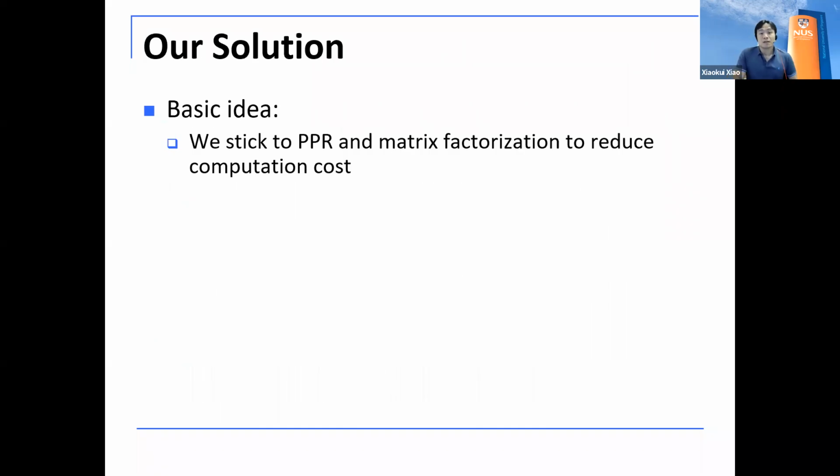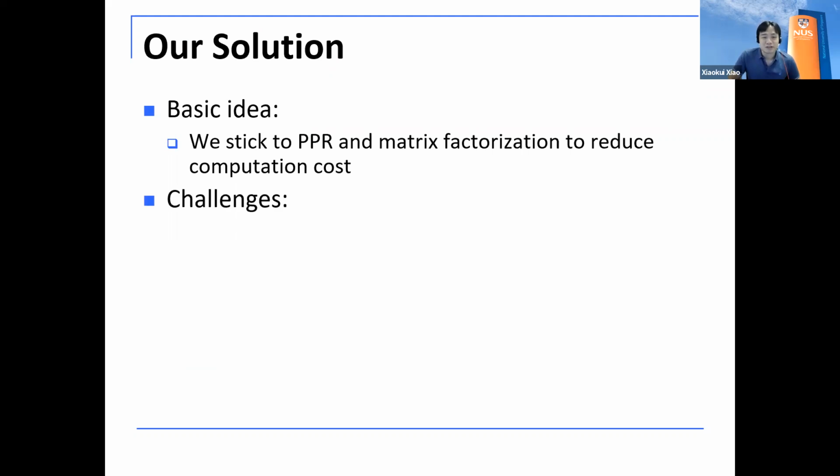So for this problem, our basic idea is to stick to personalized PageRank and matrix factorization because they work for us for the case of non-attributed graph. So we would like to extend the solution to tackle attributed graphs too. And by using personalized PageRank and matrix factorization, we can avoid the usage of neural network, and that could reduce the computation cost.